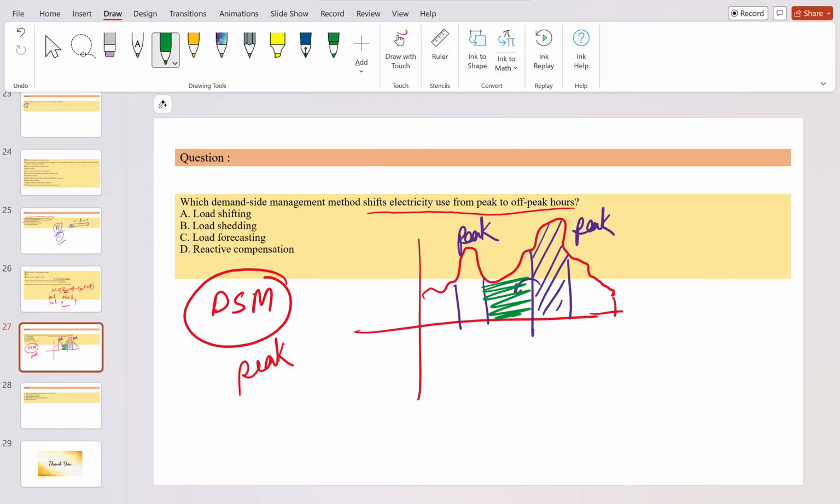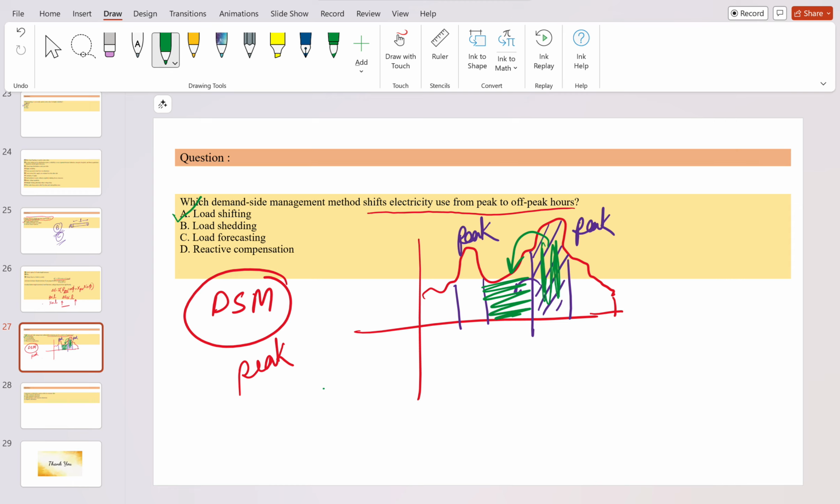Last class. Okay, let me explain this. So option A is correct. It is load shifting. Here was the operational load, so that you have shifted to here. That is called load shifting.